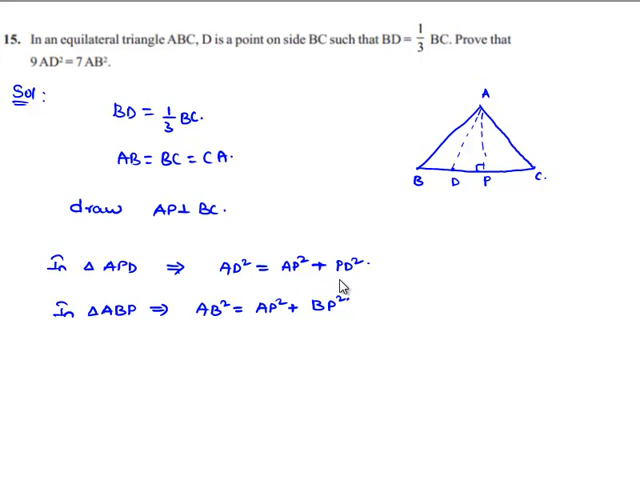Now let us subtract both the equations in order to eliminate AP square. Then we get AD square minus AB square is equal to PD square minus BP square, which implies, let us make AB square the subject, then we get AB square equals AD square plus BP square minus PD square.